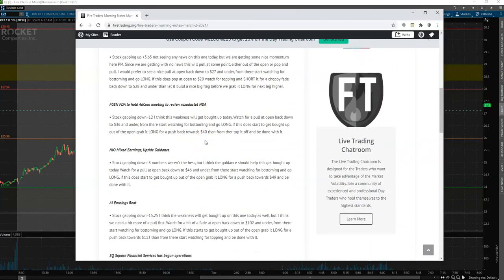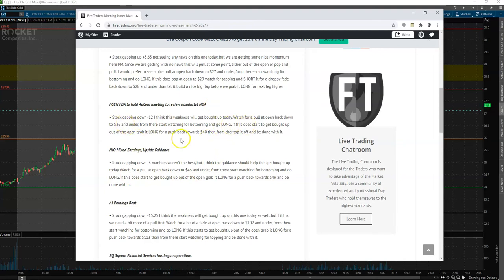FGEN. They had earnings as well as the FDA holding a meeting. So I think this is going to get bought up. I think this weakness at some point today is going to get bought up, whether that's going to be right out of the open or if we're going to get a quick pull out of the open, and then we'll look for that bottoming. But I think this weakness will get bought up at some point today. So what I'd like to see is a pull out of the open right back down here to 36 and under. From there, start looking for the bottoming, grab it long. I think we get a nice bounce on it.